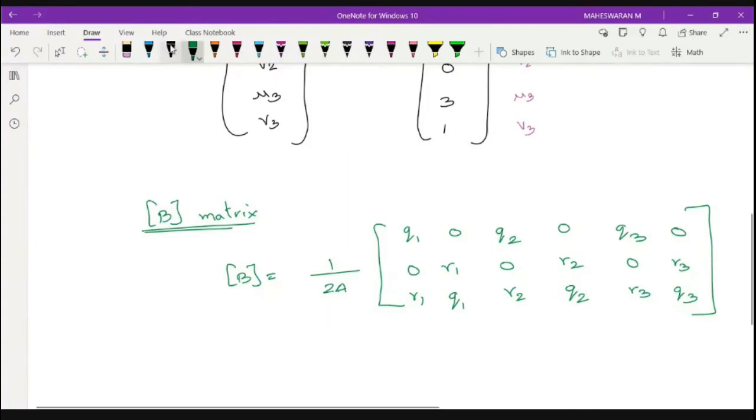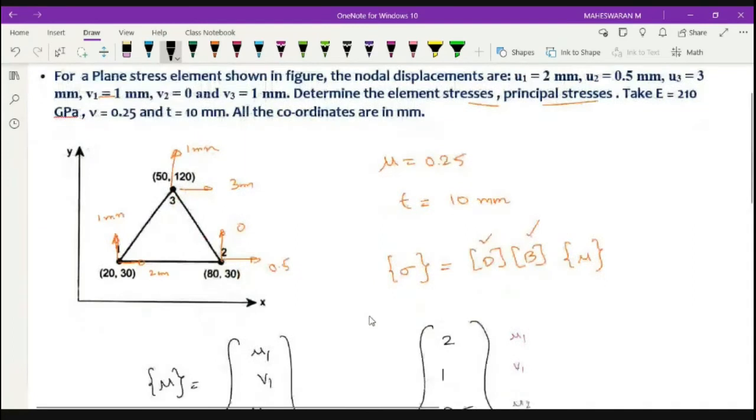First, let us solve one by one. First, let us go for A. What is A? The area of your triangle. How to identify the area of this triangle? Half into base into height, sir. Base is 60 and height is 120 minus 30, which is 90, sir. Yeah, very good. You can directly substitute it, because it's a regular triangle, you can easily identify the base and height.